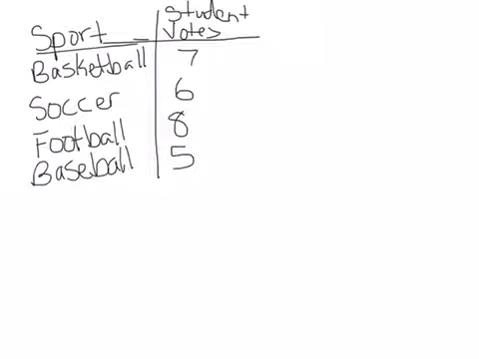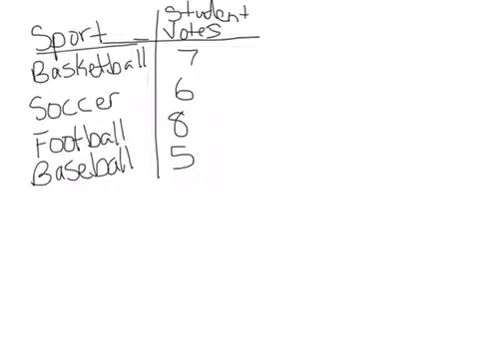Okay, so for our first data set, we have a set of data that shows that students were surveyed and they were asked what is their favorite sport. They were given the choice between basketball, soccer, football, and baseball. And the student votes came out with 7 for basketball, 6 for soccer, 8 for football, and 5 for baseball. So we're going to take this data set and put it into a pictograph.